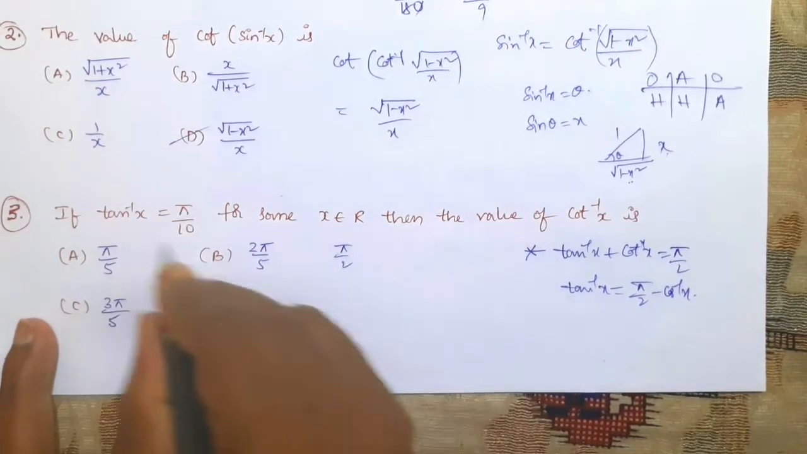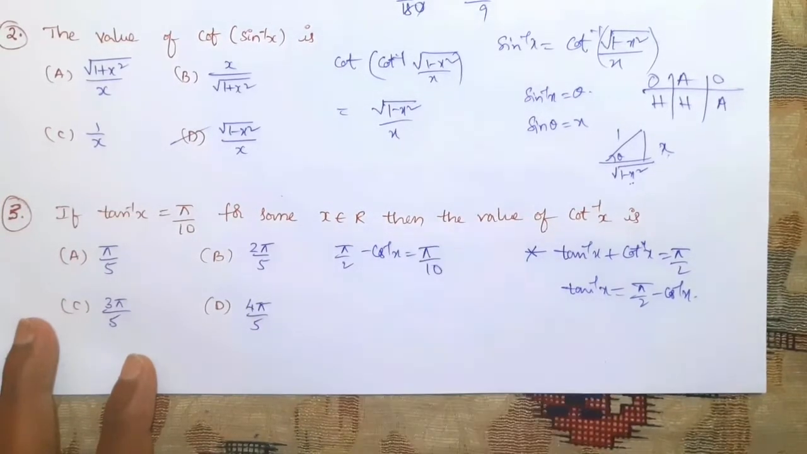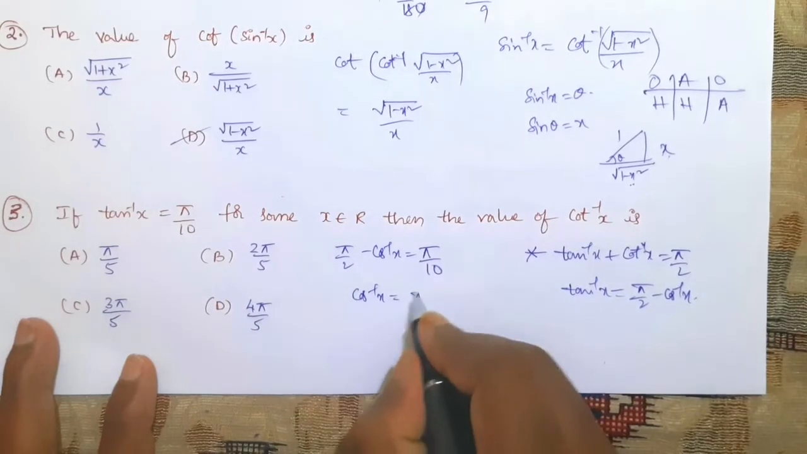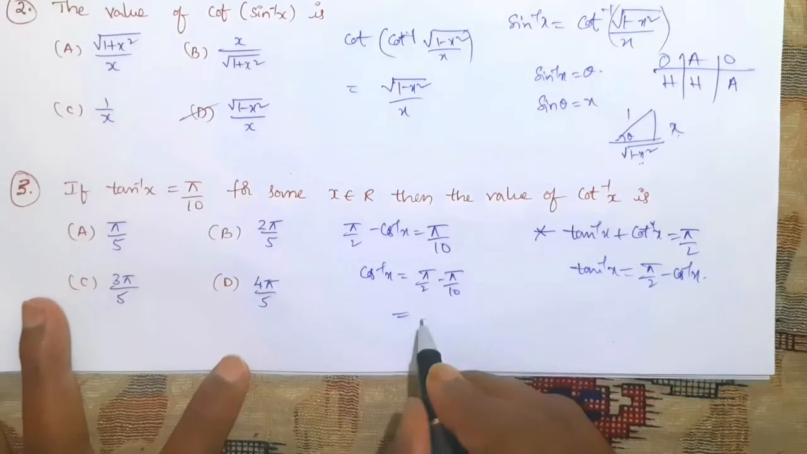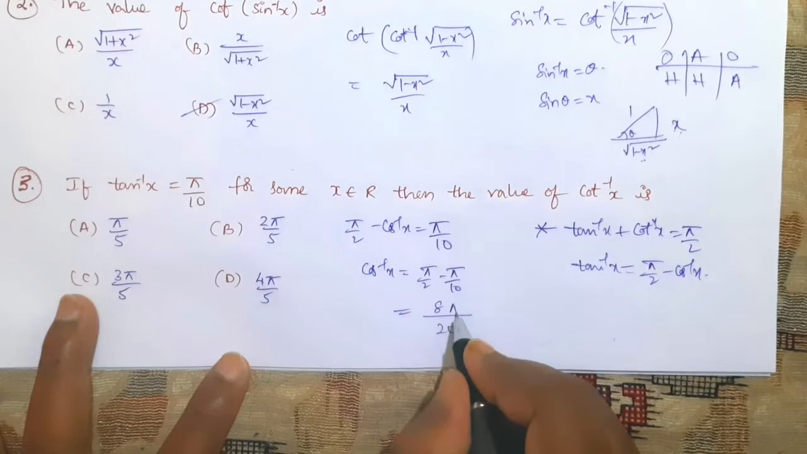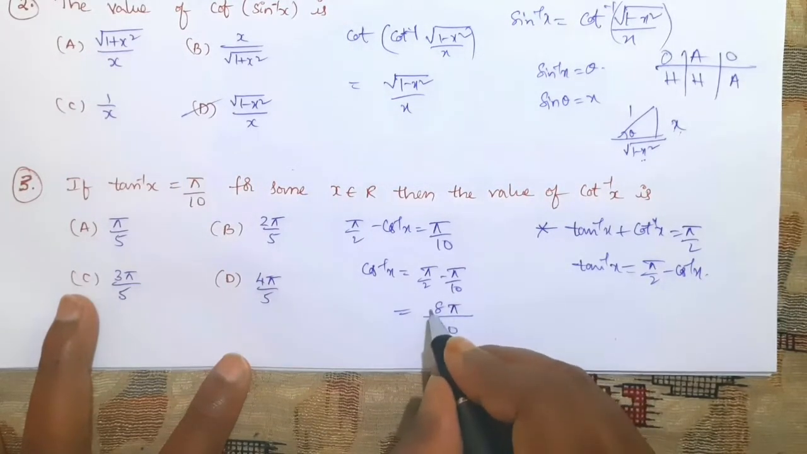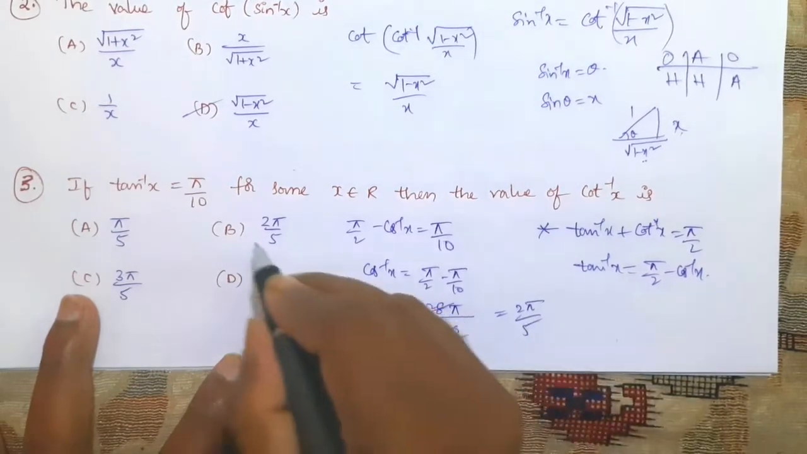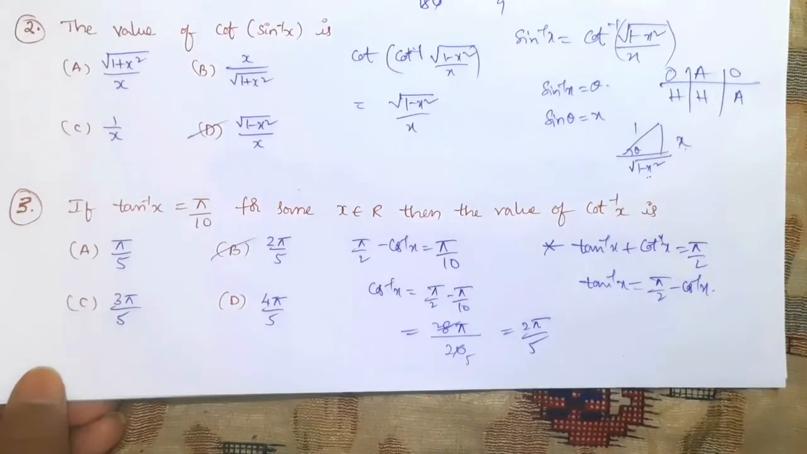So it becomes pi by 2 minus cot inverse x is equal to pi by 10. That means cot inverse x, sending it to the other side, is equal to pi by 2 minus pi by 10. Simplify this: denominator 20, so 10 pi minus 2 pi is 8 pi. We can write this as 4 twos are 4 pi, which is 2 pi by 5. See how simple the problems are if you remember these properties.